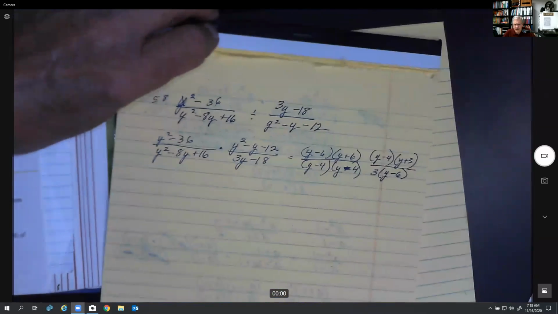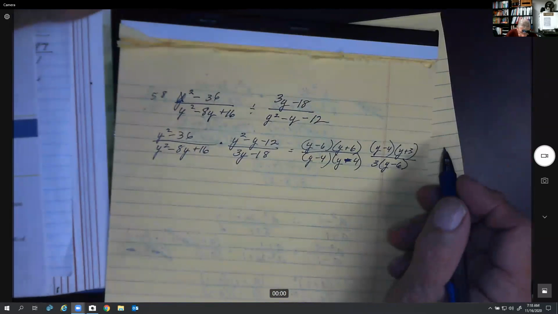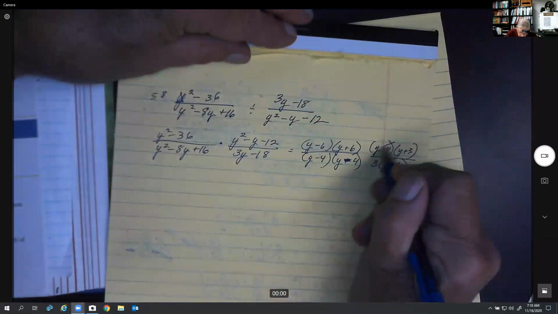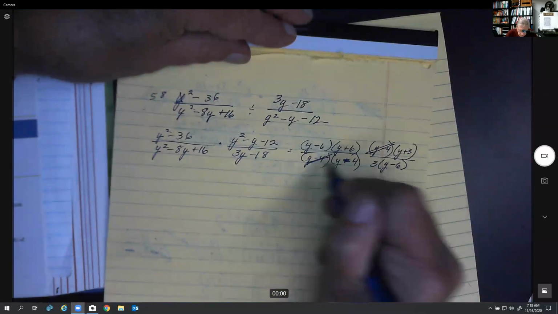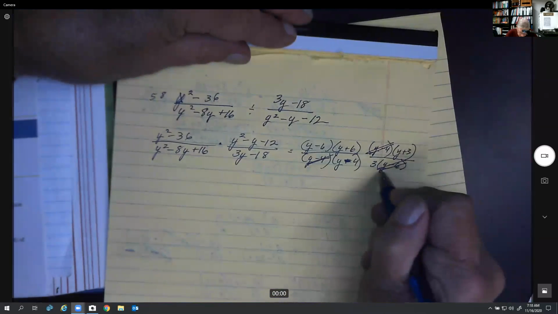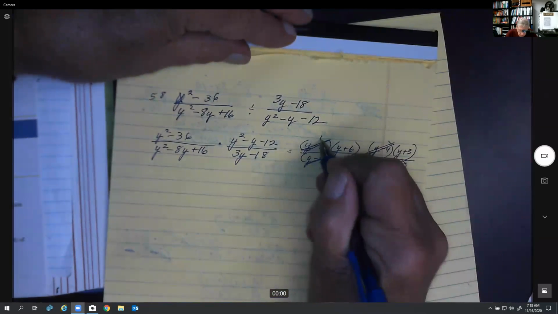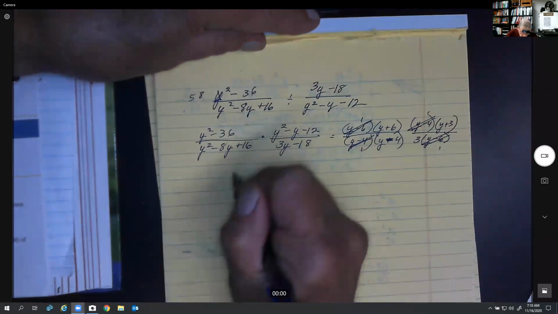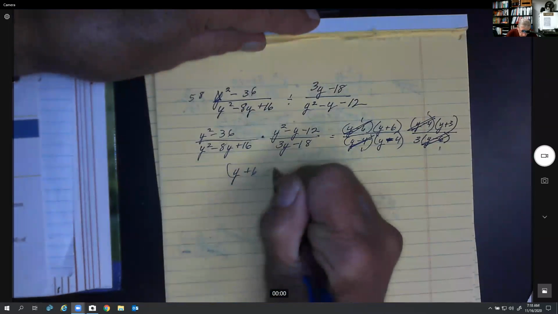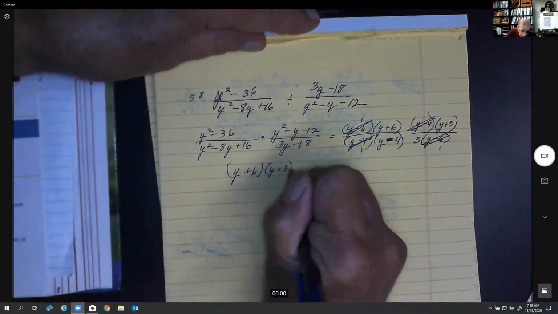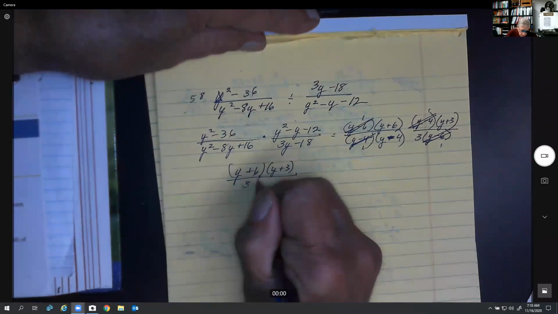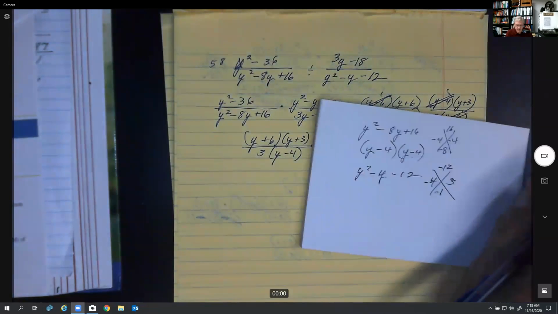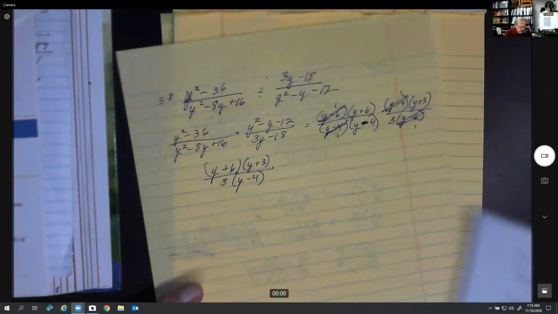Okay. Now that it's all factored, we can try to see if we can cancel off anything. There seems to be a couple of things we can get rid of. The y minus 4s, and I can get rid of a y minus 6. And that's pretty much it. So it's going to be y plus 6, y plus 3 over 3 times y minus 4. So sometimes you have to use a little scratch paper to do your factoring.